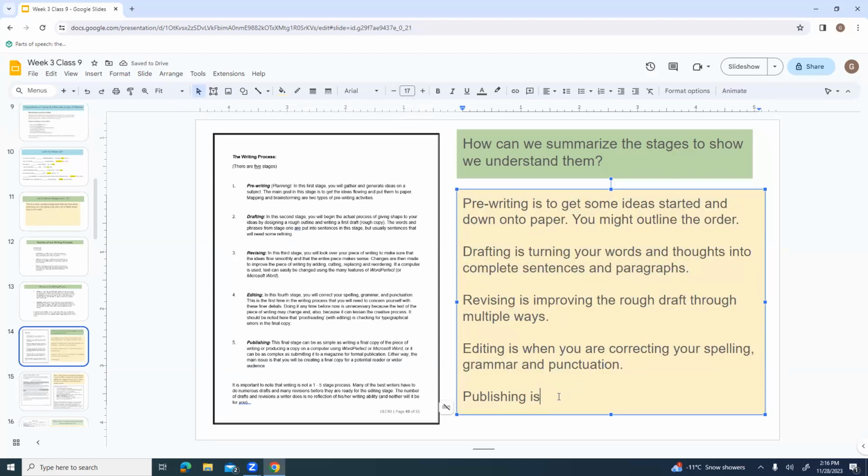Publishing is when you submit it to your audience or for publication, I guess. So obviously, in many cases, I am your audience, but that can change throughout the thing too. So that's just kind of our quick summary of these.